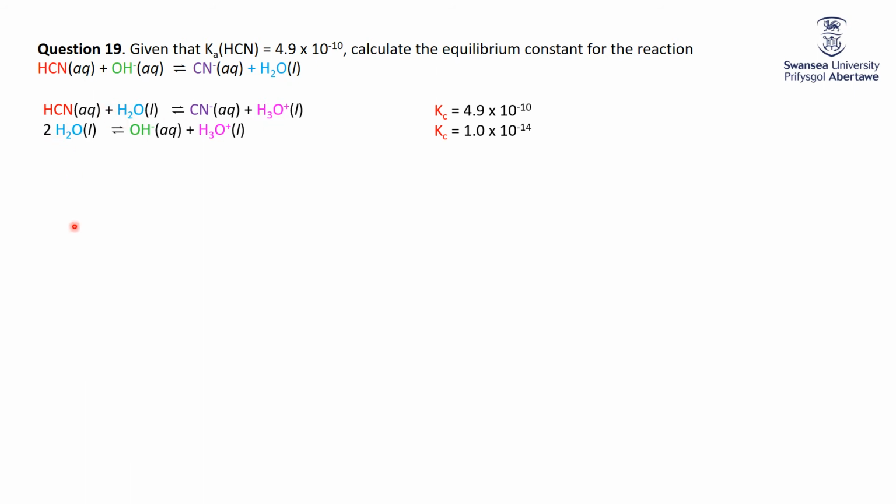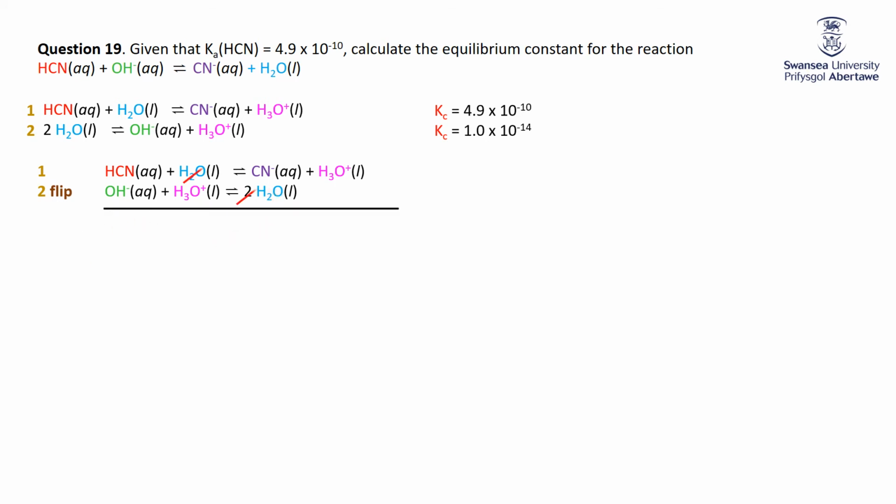Well, if we take this second equation here and we flip it, then we get OH minus plus H3O plus goes to 2H2O. Now, if I add those together, the H2O here cancels out with one of the waters from the flip of number 2. The H3O pluses cancel out. So I add those two equations together, 1 plus the flipped 2, and I get the equation I want.